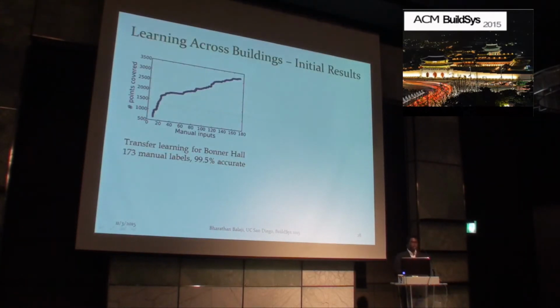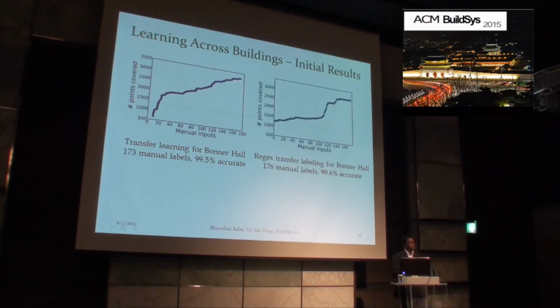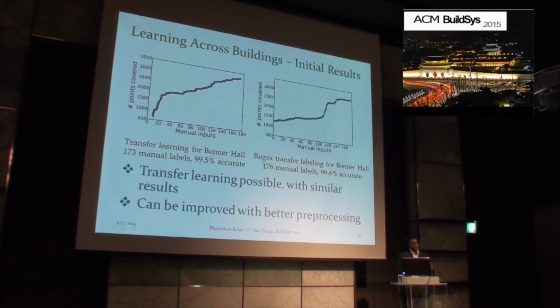And this is what that looks like. Our number of manual labels has reduced from 245 to 173, and accuracy has remained high. So our active learning algorithm is able to maintain that accuracy even though there are inconsistencies across two different buildings. When you compare this to regular expressions, surprisingly, they also perform with a very similar metric, 76 examples and high accuracy. So transfer learning is possible, but we probably need algorithms that exploit this further and make the learning faster or better.